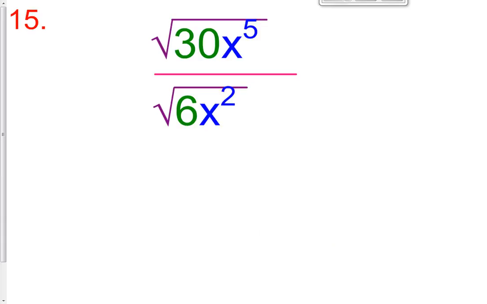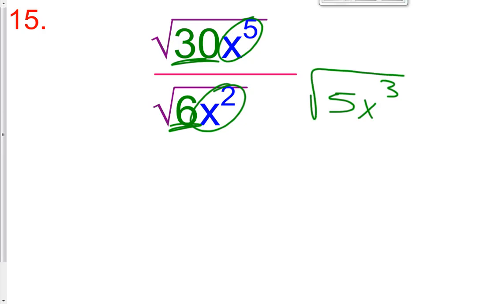Last one. We're going to divide the numbers, which means it's going to be 5. When we divide with common bases, we subtract their exponents, so we get x cubed. So it's the square root of 5x to the 3rd. Then we break this down. I can't take out 5, and I can't simplify it in any way.